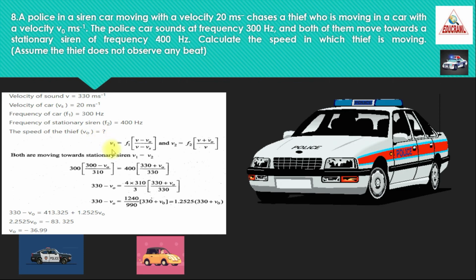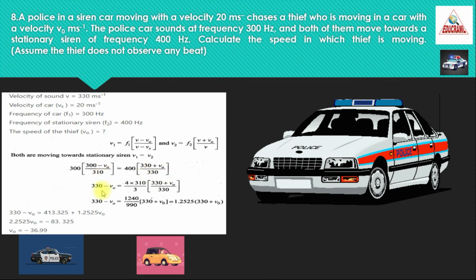We know the Doppler effect formula: the frequency V1 is equal to F1 into V minus V0, the whole divided by V minus Vs. Similarly, V2 is equal to F2 into V plus V0, the whole divided by V. Since both are moving towards a stationary siren, we have V1 is equal to V2. So, equating the above two equations, we have 300 into 330 minus V0, the whole divided by 330 is equal to 400 into 330 plus V0, the whole divided by 330.